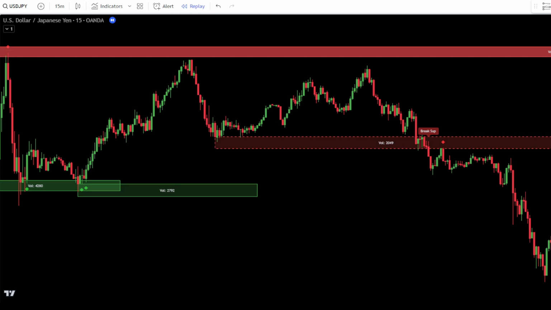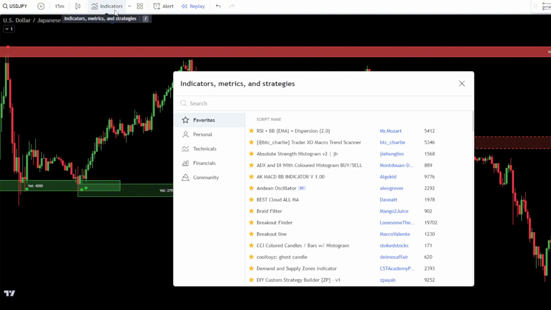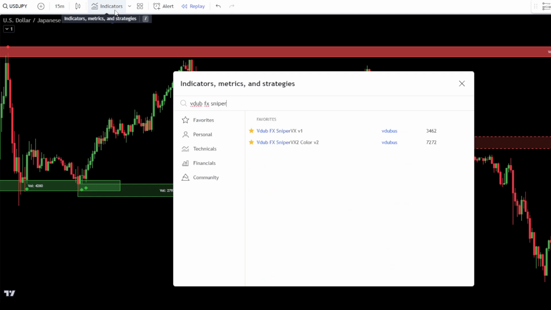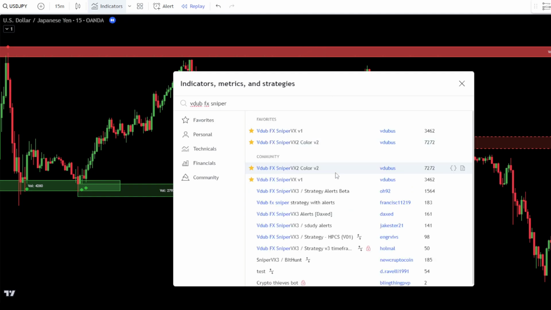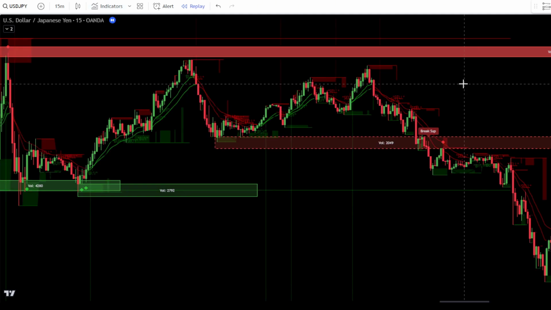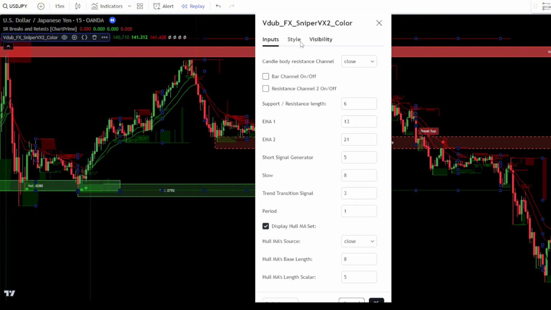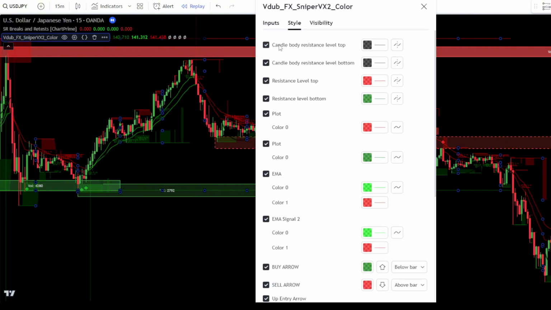If you're still having trouble placing orders using this support resistance indicator, you can add another indicator that we'll be using. Go to the Indicator Search tab and type VDUB FX Sniper. Then, select the VDUB FX Sniper VX2 indicator from VDUB. Next, adjust the settings on this FX Sniper indicator. Go to the Style tab and remove some markers that we don't need, leaving only the buy arrow and sell arrow.